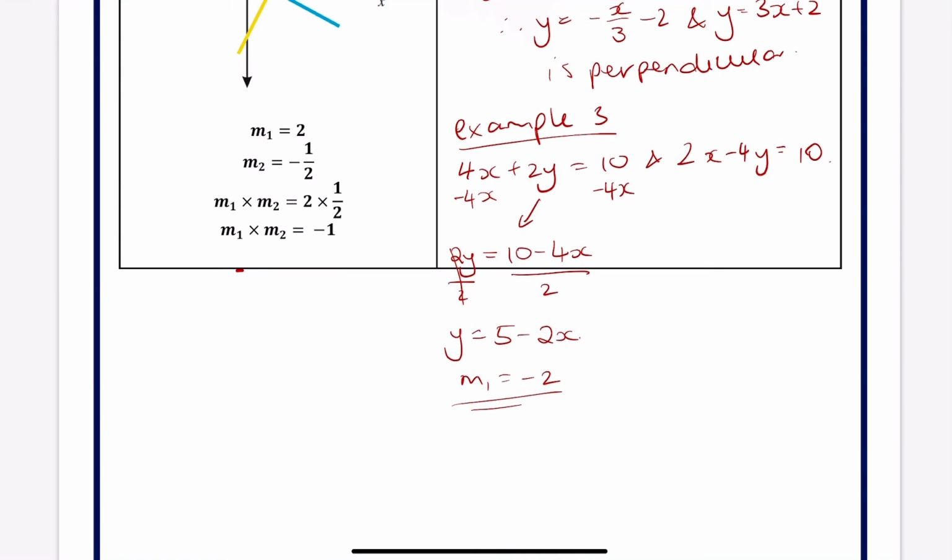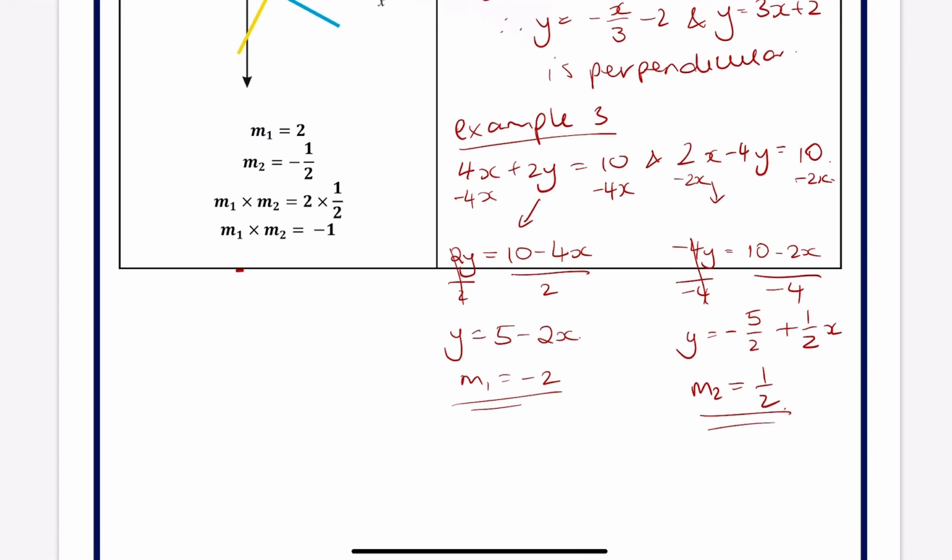Now, let's have a look at this one. Make y the subject again. So minus 2x on both sides. We're going to have minus 4y equals 10 minus 2x. And then we're going to divide all of our terms by negative 4. So it's y equals 10 divided by negative 4, which is negative 10 over 4, which is negative 5 over 2, plus, because there's two negatives, 2 divided by 4, which is 1 over 2x. So our gradient in this case is equal to a half.